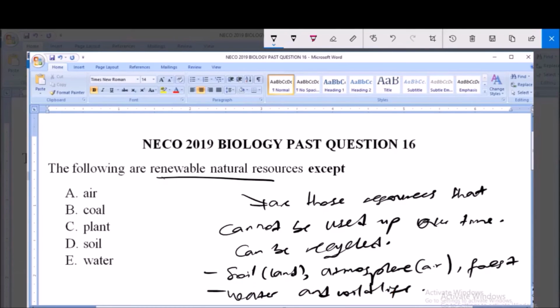Option A, which is air, is a renewable resource. C, plant, is a renewable resource. D, soil, is also renewable, and E, water, is renewable. But option B, which is coal, is non-renewable. It's a non-renewable energy resource because once used up, it cannot be recycled. So therefore, it is non-renewable. And this is the answer to this question.